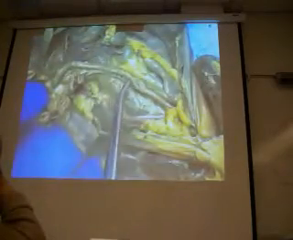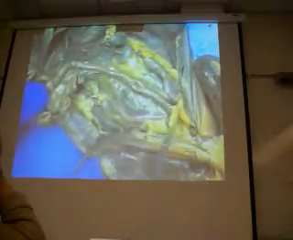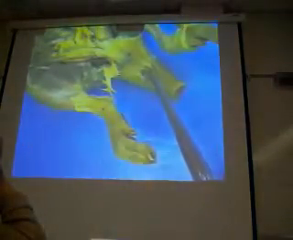Here's the small intestines, and then here starts the large intestines. And then you can follow the large intestines around. The small intestines there, and then here's the large intestines right through here. And ultimately it comes out through the anus, right over here.